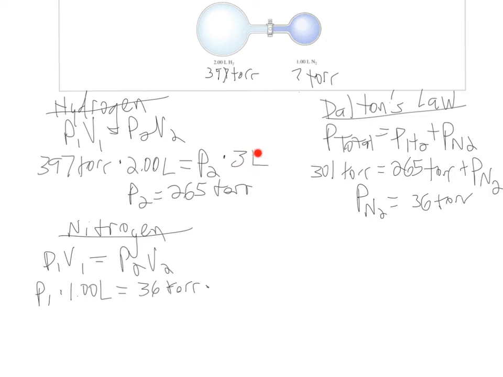The final volume is the same as the final volume for the hydrogen. It's just the sum of the 2 liters and 1 liter side of the system. And since those two gases would occupy the same space, it'll be the same volume. And when we crunch those numbers, the pressure works out to be 108 torr.